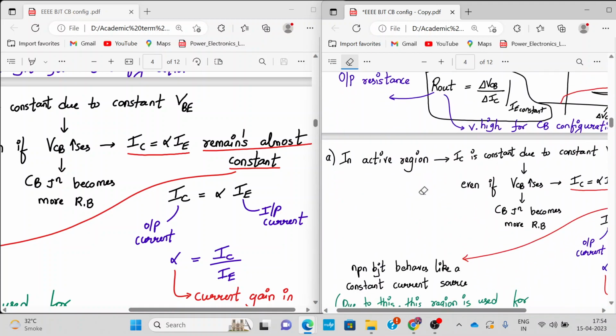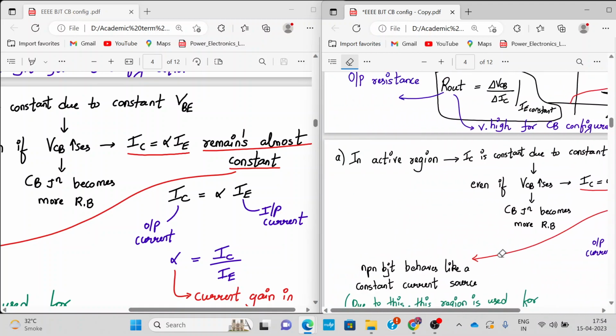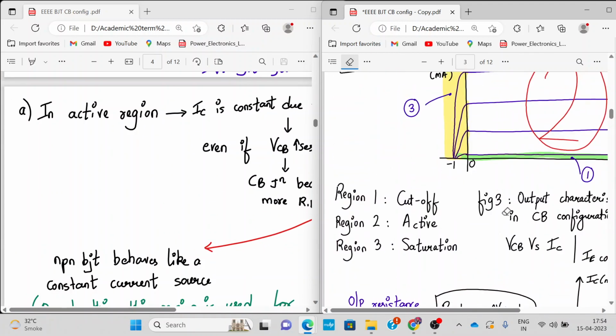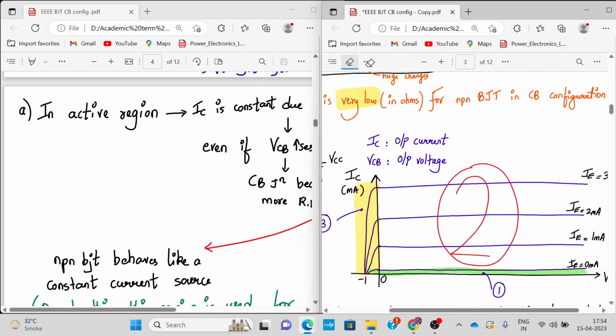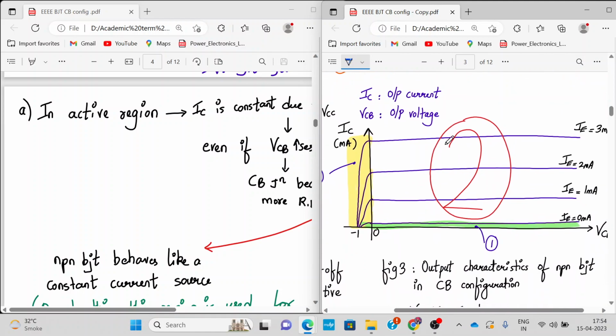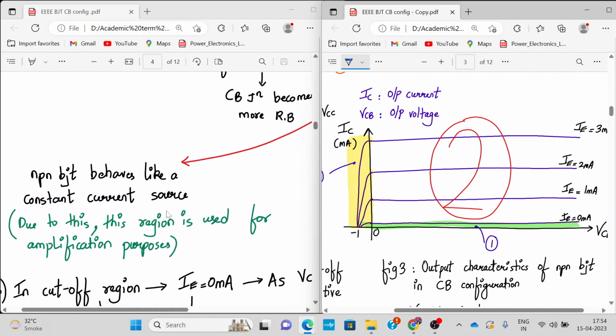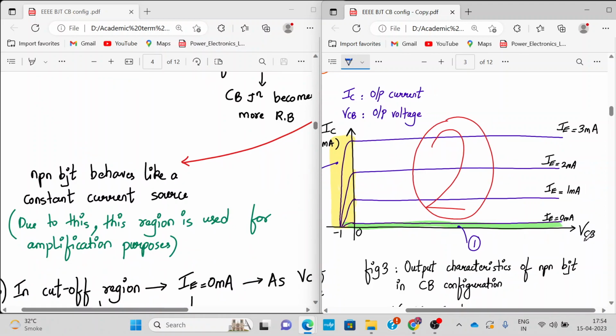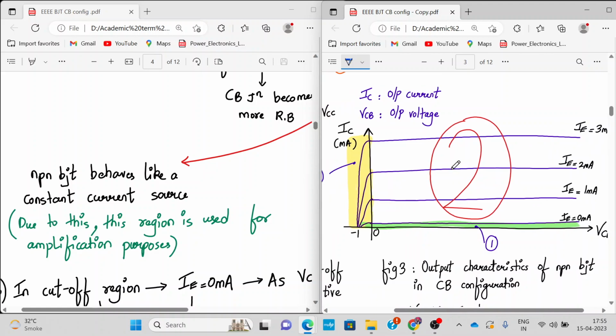So let us proceed with the next part of our analysis. One more thing in this region of operation: let me save this file because I'm making some changes. In the active mode of operation, the BJT acts as a constant current source. That means for a wide range of voltage change, the current remains almost constant. This region is used for amplification purposes. All right, so this is all about the active region.